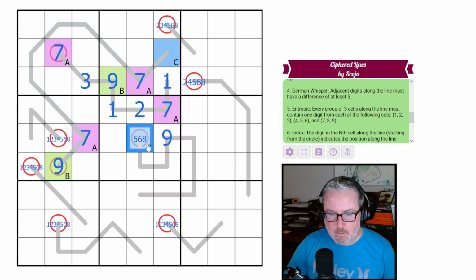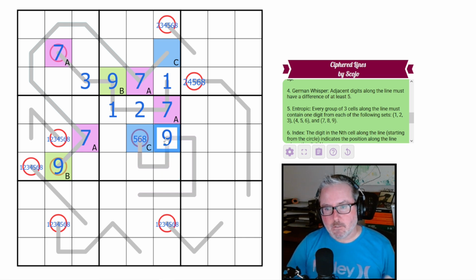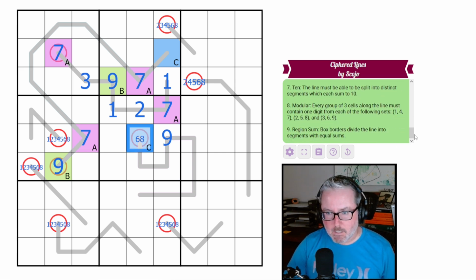Entropic. This 1, 2, 3. Okay, that doesn't work. If this is entropic, this is a 5. It's from the 4, 5, 6 grouping. This digit also would have to be from the 4, 5, 6 grouping, and it can't be. Is that the same thing for modular? Yes, it is, because if this is an 8 to be modular, this would have to be 2 or 5. It can't be, it's 9.